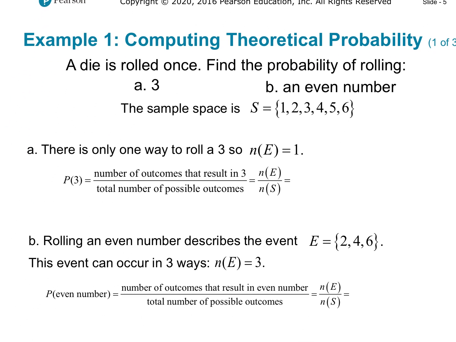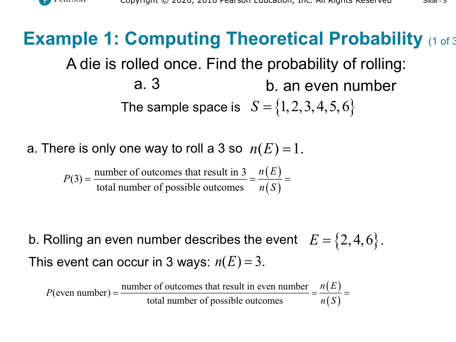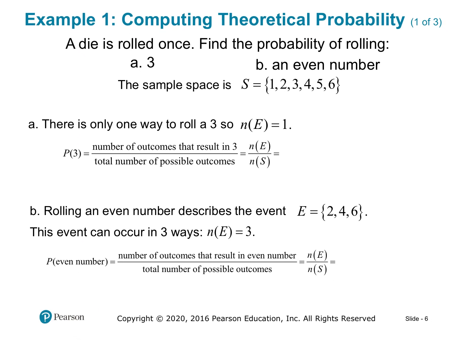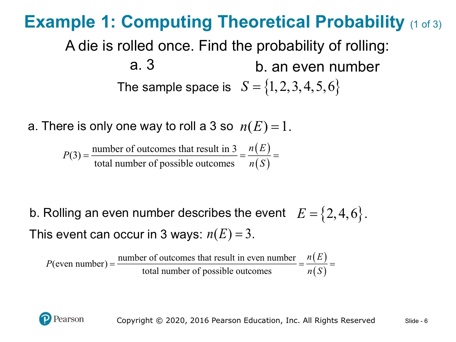So let's try an example. A die is rolled once. Find the probability of rolling a 3 and then of rolling an even number. So the sample space is 6 because dice are 6-sided. There's only one way to roll a 3, so it'd be 1, and your sample space is 6, so it'd be 1 out of 6.